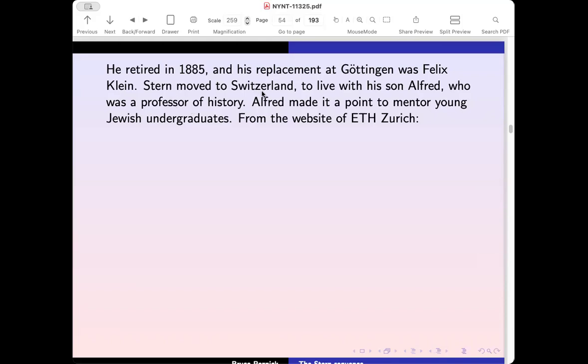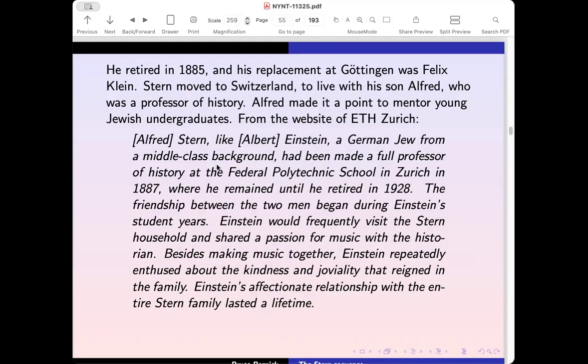Stern moved to Switzerland to live with his son, Alfred, who was a professor of history. Alfred made it a point to mentor young Jewish undergraduates, one of whom was Albert Einstein. Alfred Stern, like Einstein, had been made a full professor of history at the Federal Polytechnic School in Zurich. The friendship between the two men began during Einstein's student years. He would frequently visit the household. They shared a passion for music. Einstein repeatedly enthused about the kindness and joviality that reigned in the family. Einstein's affectionate relationship with the entire Stern family lasted a lifetime.